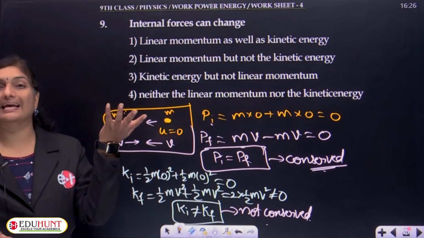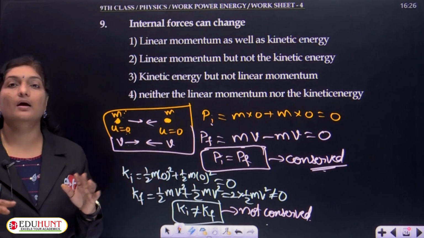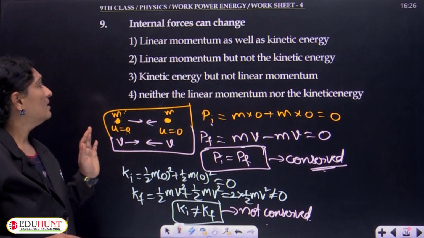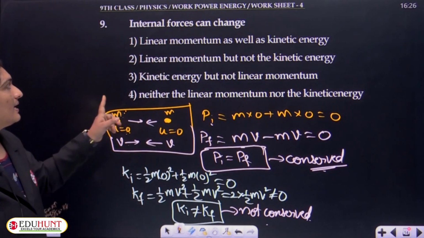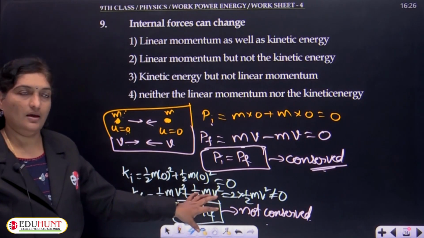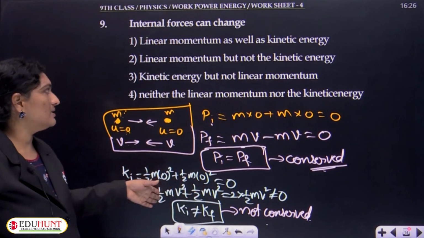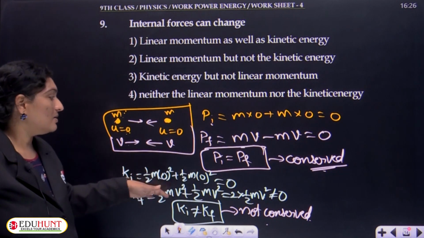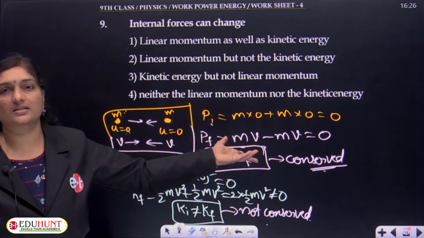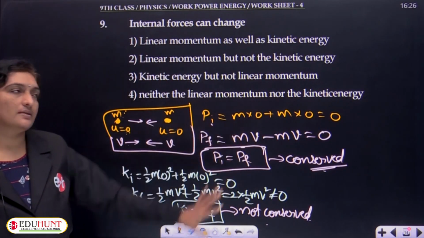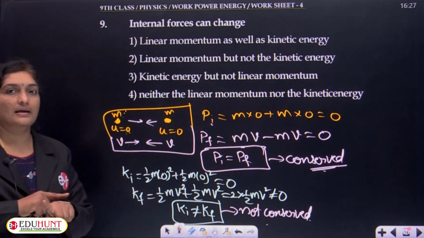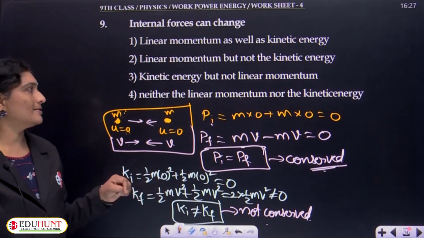Sometimes kinetic energy may increase and sometimes kinetic energy decreases, but it is not constant or not conserved. So we can conclude that some internal forces are acting. So the internal forces can change the kinetic energy, but they cannot change the momentum because momentum is conserved. Therefore, the correct option is: kinetic energy changes, but momentum does not change.